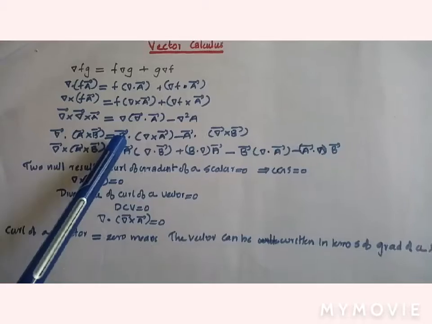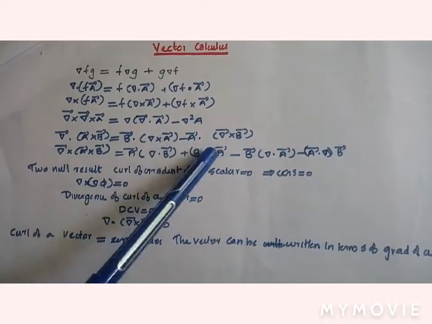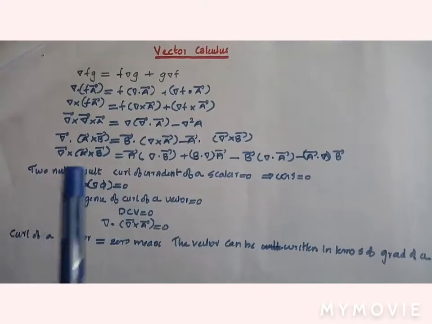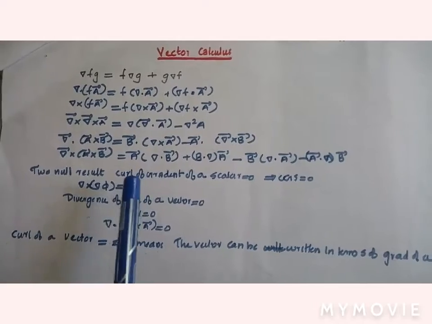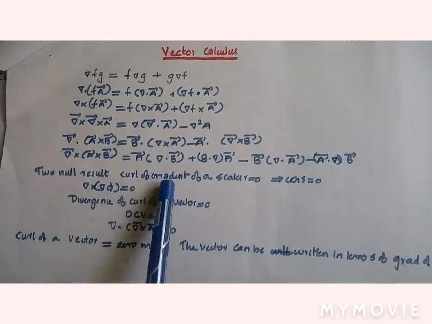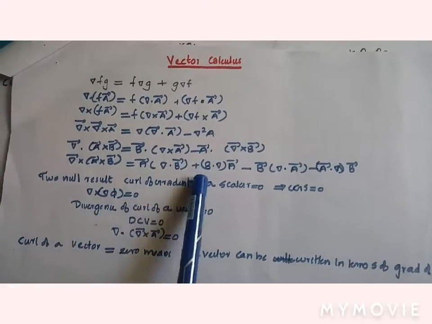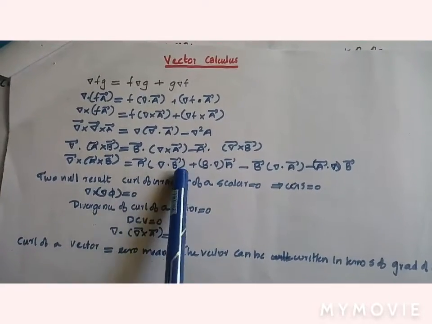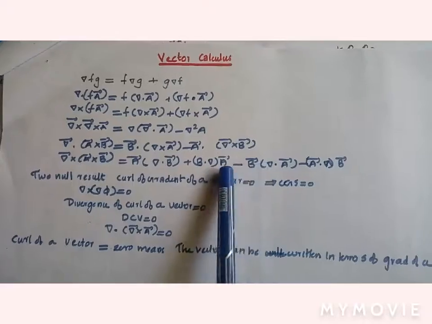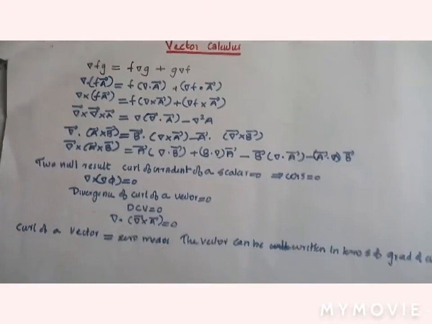Del dot a cross b is equal to b dot del cross a minus a dot del cross b. Del cross a cross b is equal to a into del dot b plus b dot del into a minus b into del dot a minus a dot del into b.